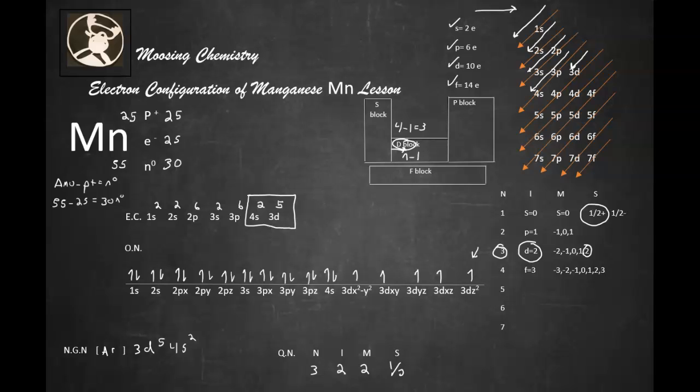Remember what Pauli's exclusion principle states, that no two electrons can have the same set of quantum numbers. And they don't.